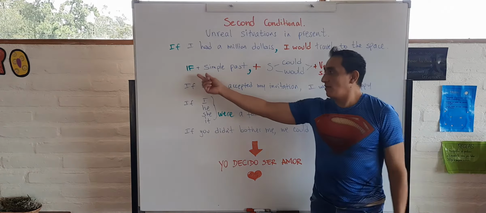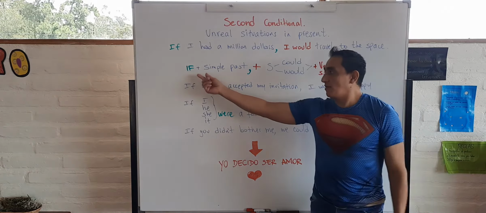Let's check the structure. I am going to use the if clause in simple past. Yes, and I use a comma. And then I can use a structure, like a subject, verb, complement, like always, but with the modals could or would, and the verb in the simple form. Yes? And if I change the idea, I don't have to use a comma. Just like in the first conditional. So I can say, for example, I would travel to the space if I had $1 million. In that case, no comma needed. If you use the if clause first, comma.